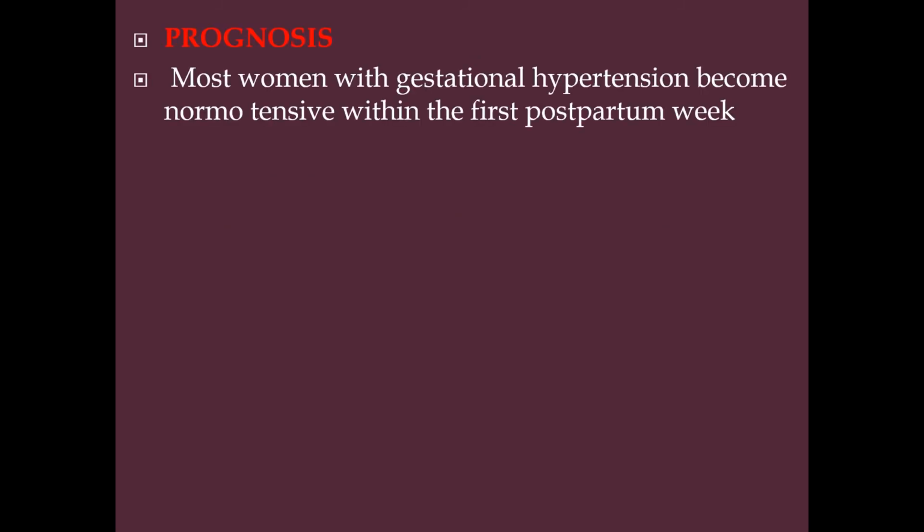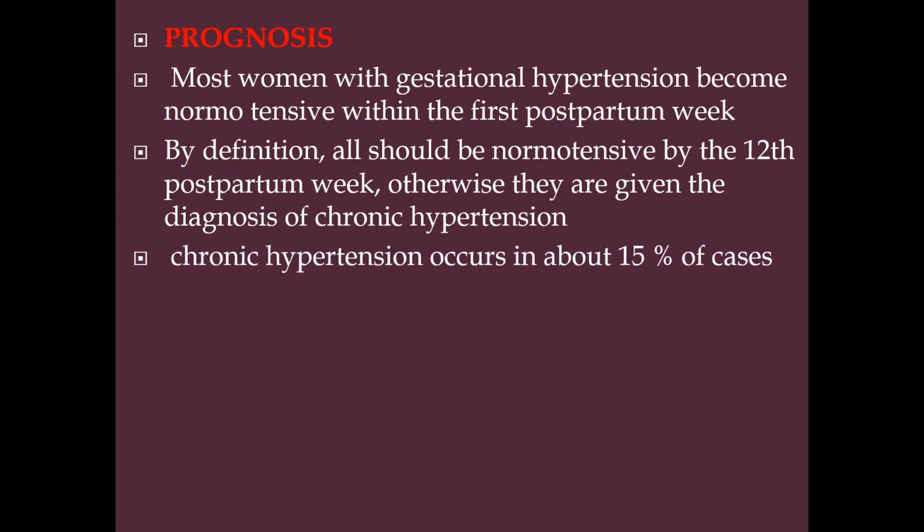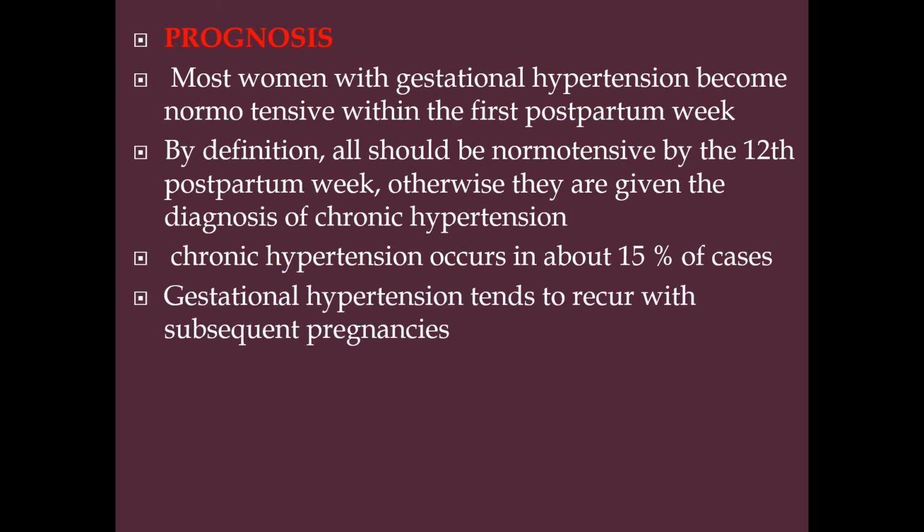Prognosis of the patient with gestational hypertension. Remember that most of the women with gestational hypertension become normotensive within the first postpartum week. By definition, all should be normotensive within 12 weeks postpartum. The patient who persists to be hypertensive after 12 weeks postpartum is considered to be chronic hypertensive, and chronic hypertension occurs in about 15% of these cases. Gestational hypertension tends to recur with subsequent pregnancy.